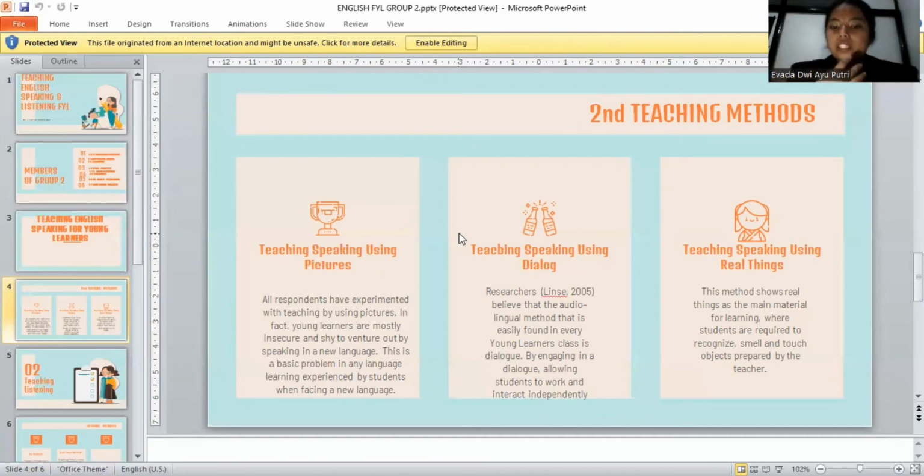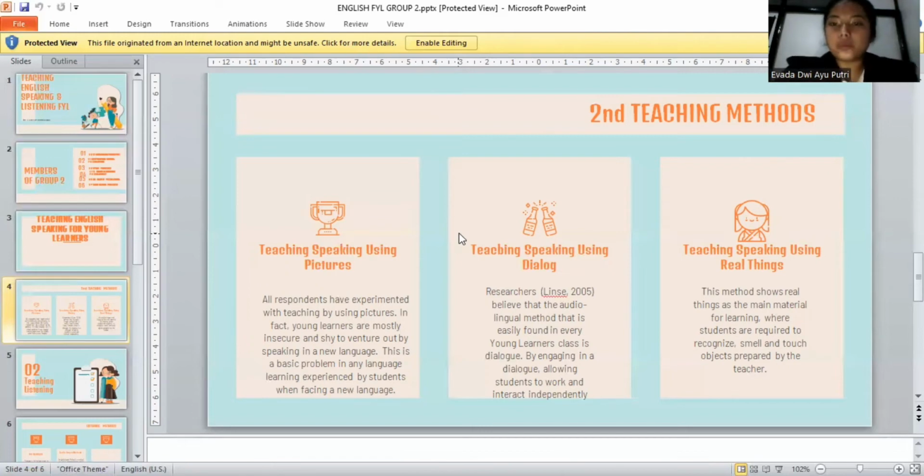Teachers must present English lessons in the form of dialogues and must facilitate students with learning materials that can provoke students to express their dialogues as learning materials.